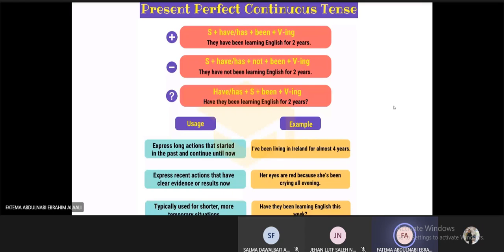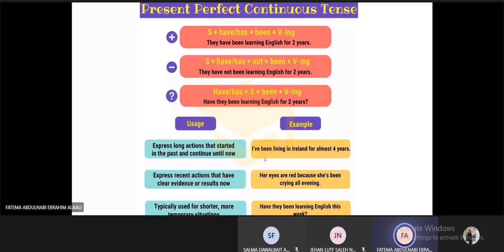Then we move to the uses of the present perfect continuous. The first use is to express long actions that started in the past and continue until now, still happening, like I have been living in Ireland for almost 4 years. So from 4 years back to now, I'm living in Ireland and I'm still living in Ireland.